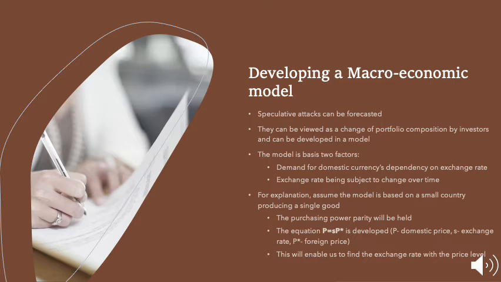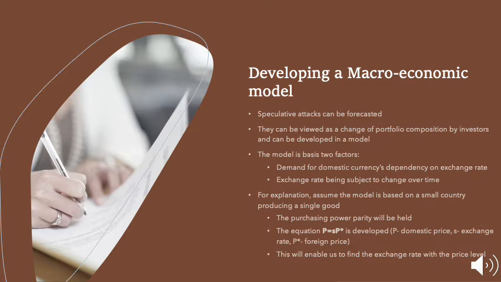To study the balance of payments crisis, we must know that the model being developed here has two characteristics. First, the demand for domestic currency depends upon the exchange rate. Second, the exchange rate that clears the domestic money market changes over time. We are assuming the model is based on a small country producing a single composite trading good. The price of the good will be set based on world markets in order to hold purchasing power parity.